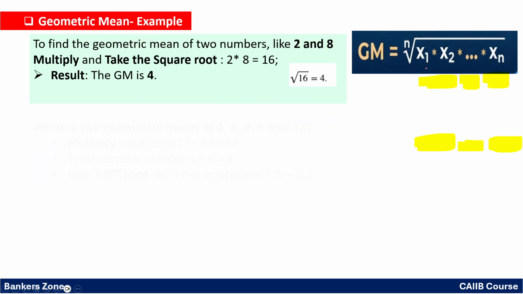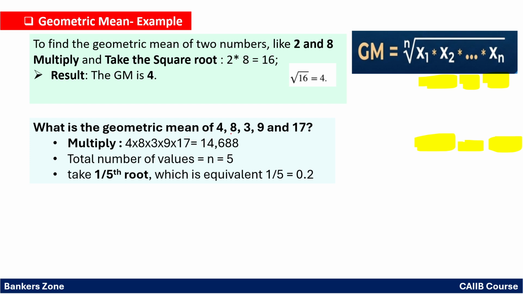Now if I ask you to find the geometric mean of 4, 8, 3, 9 and 17, how do you find it? First you simply multiply, because for the geometric mean you have to multiply. The multiplication gives 14688. Now how many values are there? The number of values is 5. So you have to find the 1 by 5th root, right? The nth root means 1 by n. Okay, n is equal to 5.